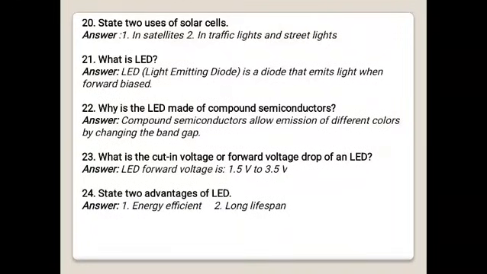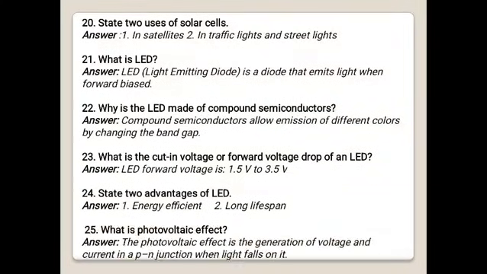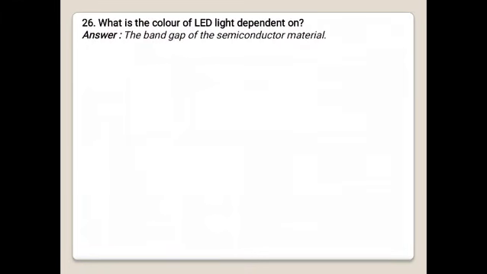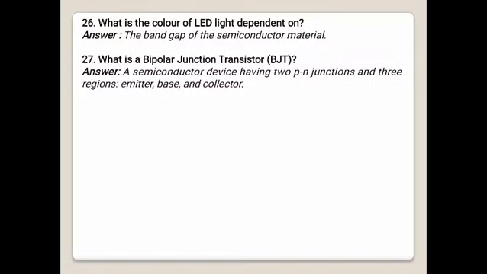State two advantages of LED. Answer. First, energy efficient. Second, long lifespan. What is photovoltaic effect? Answer. The photovoltaic effect is the generation of voltage and current in a PN junction when light falls on it. What is the color of LED light dependent on? Answer. The band gap of a semiconductor material.